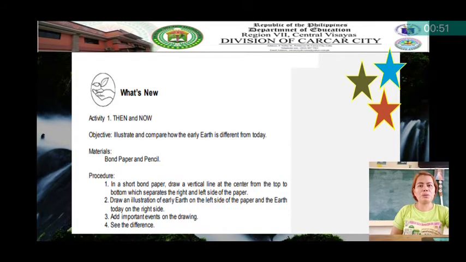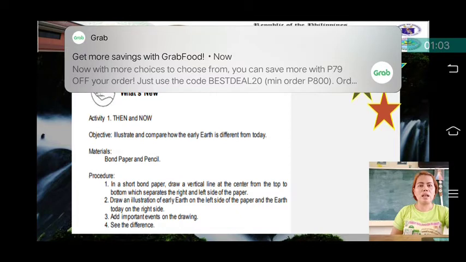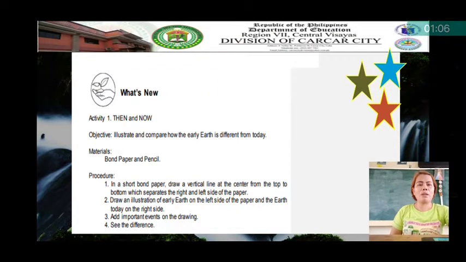Okay, so what we're going to do is to start with activity number 1. The title is Then and Now. So the objective is to illustrate and compare how early Earth is different from today. The materials are the bond paper and pencil. Now the procedure is you're going to prepare a short bond paper, draw a vertical line at the center, from the top to bottom, which separates the right and left side of the paper.